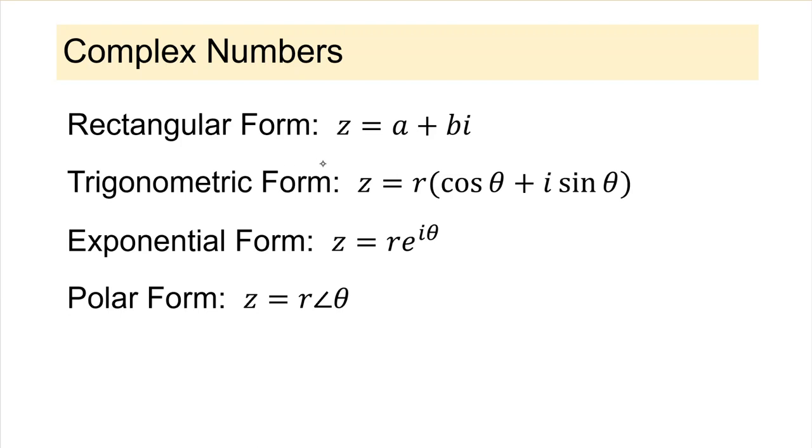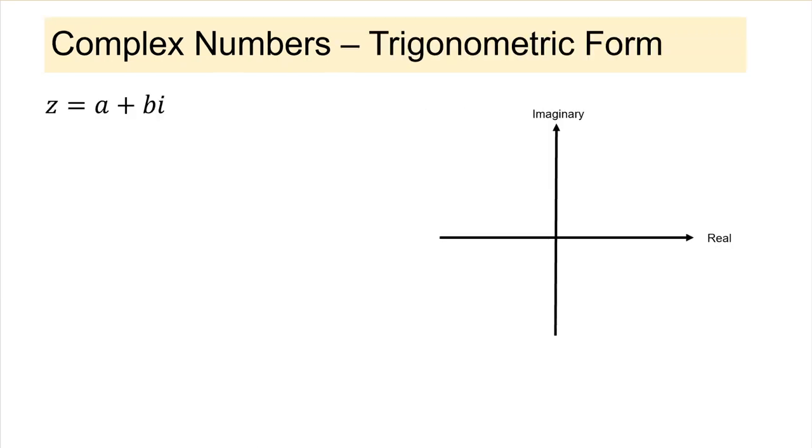We're going to start from the rectangular form and then develop a trigonometric form, an exponential form, and a polar form. You'll notice in these other three forms, instead of having an a and a b, we have r's and thetas. So if we start with our z equals a plus bi, and we draw that on the complex plane, here is my complex number z.